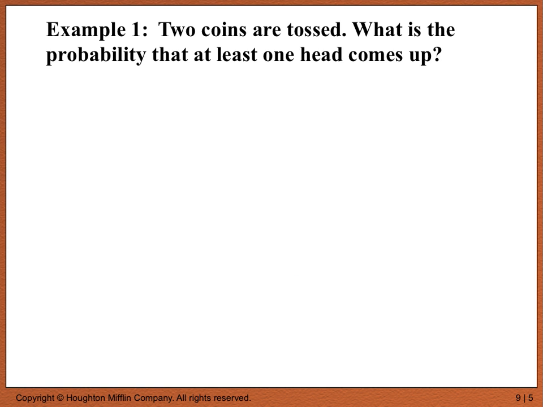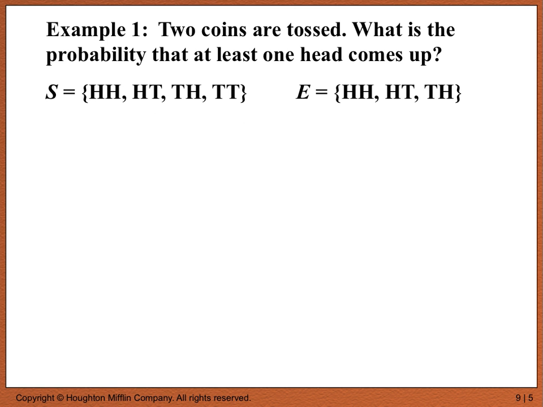Let's look at this example. Say 2 coins are tossed. What is the probability that at least 1 head comes up? Well, my sample space, the total sample space for this experiment is HH, HT, TH, TT, like we talked about before. These are all the different possible outcomes that I can get for the experiment of tossing two coins, or tossing a coin twice. But tossing two coins is really going to give me the same possible outcomes. Okay, so that's my sample space.